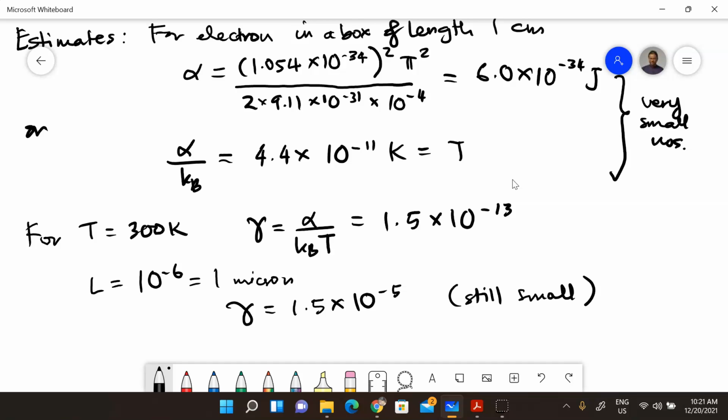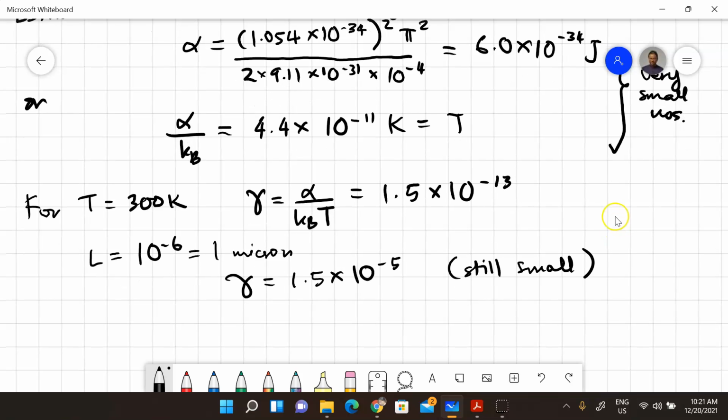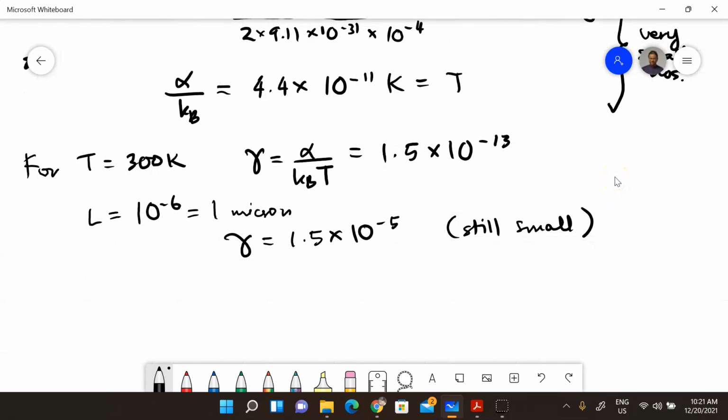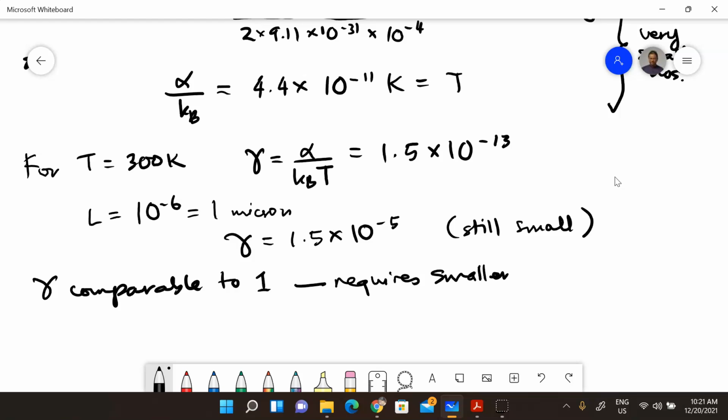So if one wants to have some comparably larger number, say gamma comparable to 1, for example, then one requires smaller lengths and/or much lower temperatures.